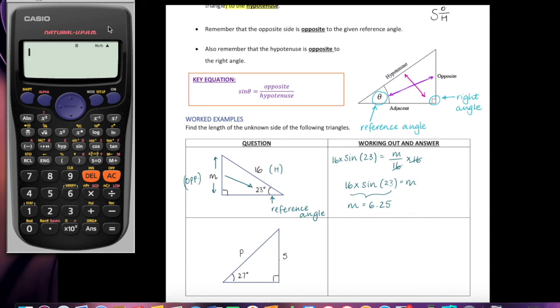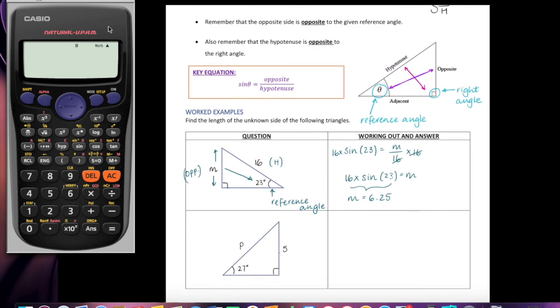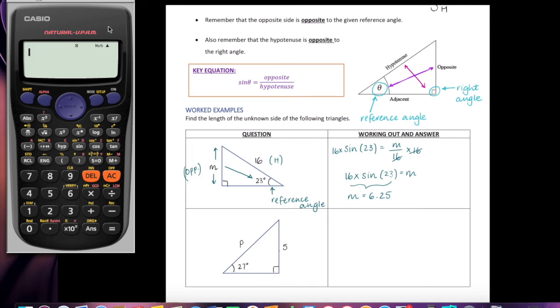So looking at the next example, I would definitely recommend starting by labeling our sides so that we can easily start to use the equation based on the information we've been given. So if we take a look at the second example, we can see that my reference angle, which this time I'm just going to write RA, is 27 degrees. Looking at where the reference angle is and looking at the side that's been given, the length 5, we know that 5 is actually our opposite, being that it is opposite to the reference angle. Then we've got P, which happens to be our hypotenuse because it is opposite to the right angle.